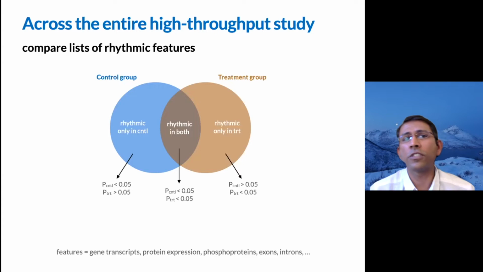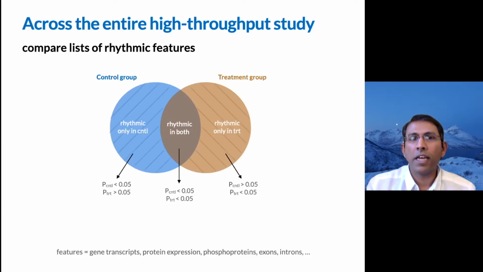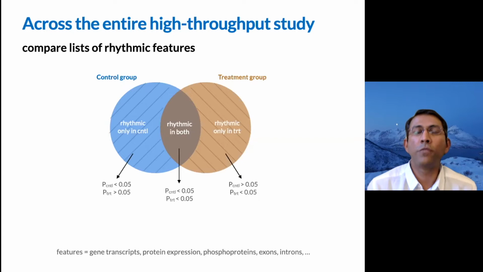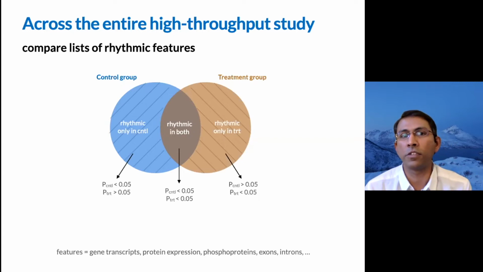Of course, when we do the rhythmicity analysis across the entire set of features, one has to take care of multiple testing and adjust the p-values accordingly, and I'm assuming that has been done. Under this controlled experimental paradigm, what we are often interested in is features that change rhythmicity between the control and the treatment condition. That is, we are interested in features that fall in these hatched regions in the Venn diagram.